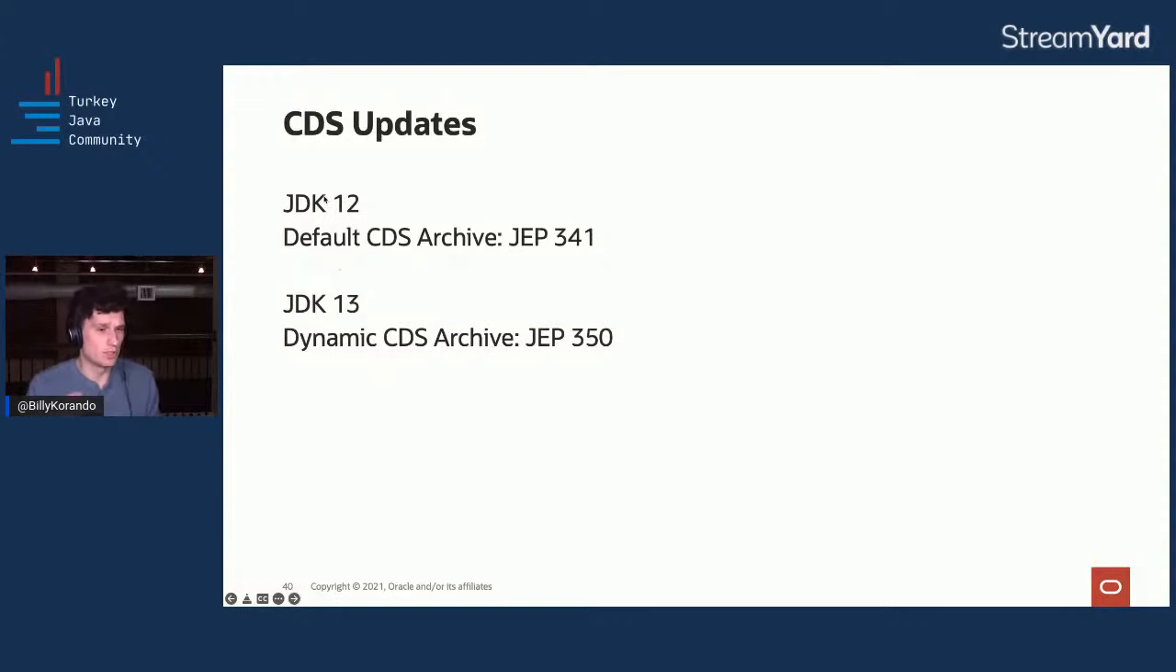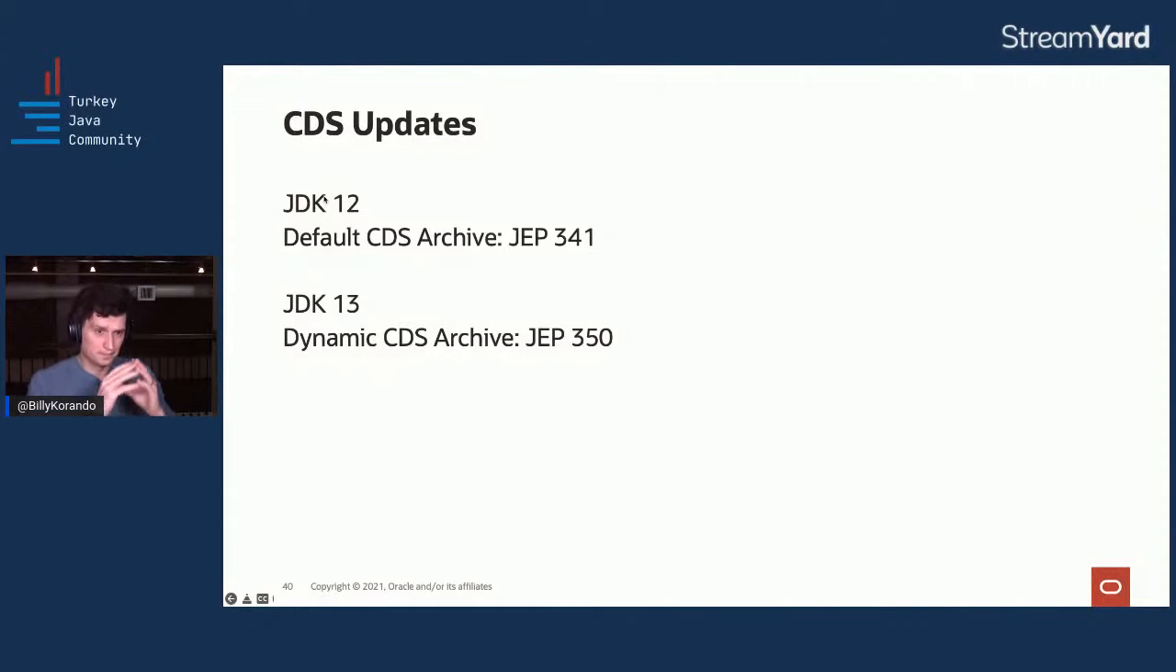CDS stands for class data sharing. And class data sharing actually goes all the way back to JDK 5. Pretty much whenever you start up a new JVM, the JVM will load some core classes into memory. And because it would always be loading these same core classes, that was a real opportunity for optimization. So CDS, initially introduced in Java 5, provided a pre-processed file that allows for quicker loading of these core classes.